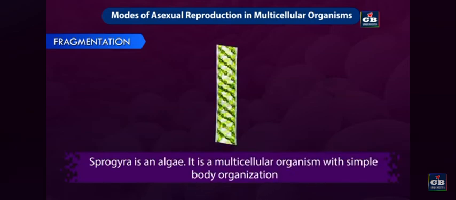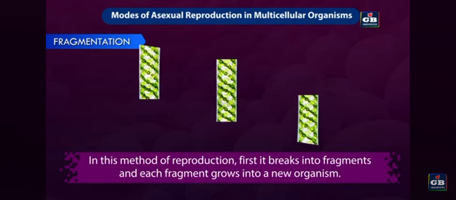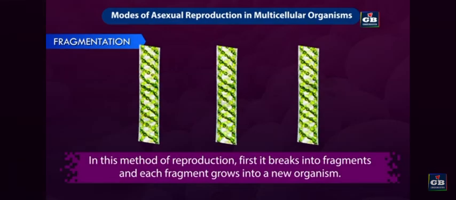Now let us see the methods of asexual reproduction in multicellular organisms. 1. Fragmentation. Spirogyra is an algae. It is a multicellular organism with simple body organization. It reproduces by fragmentation. In this, it breaks into fragments and each fragment grows into a new organism.